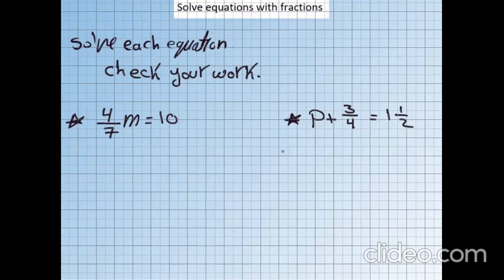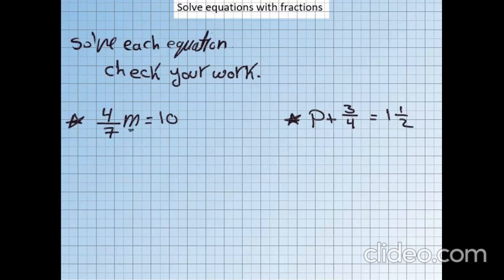Hi everybody, our lesson today is solve equations with fractions. If we have an equation like 4 over 7 m equals 10, how can we solve this equation? Every time, we said the main goal in an equation is to isolate the variable. How can we isolate the variable m?